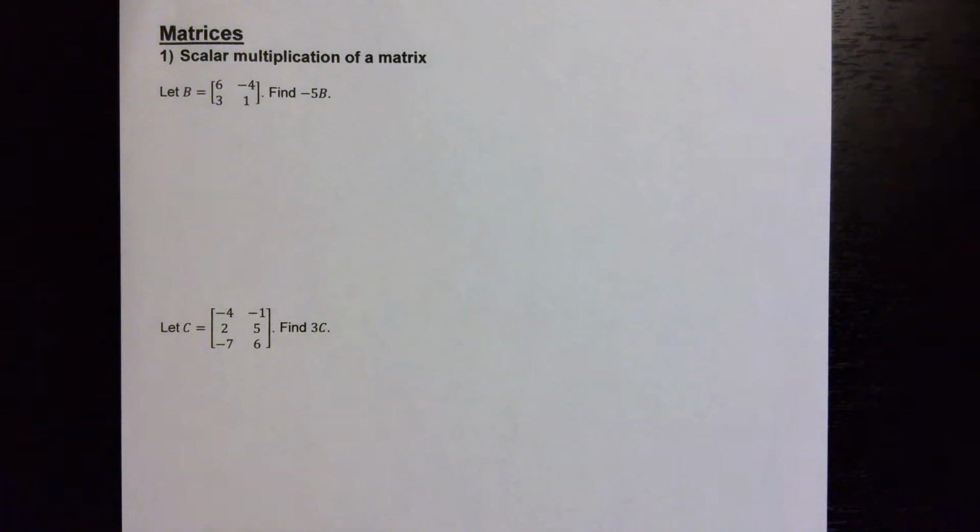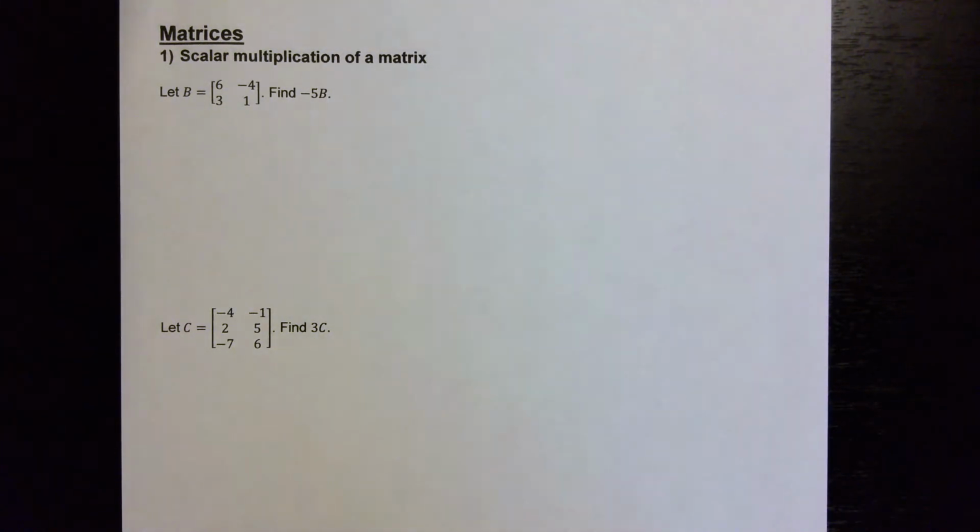In this video, we're going to talk about matrices. First, we're going to do scalar multiplication of a matrix. Then we're going to add and subtract some matrices. And then we're going to do some linear combinations, which means we multiply them with scalar multiplication and add or subtract them.